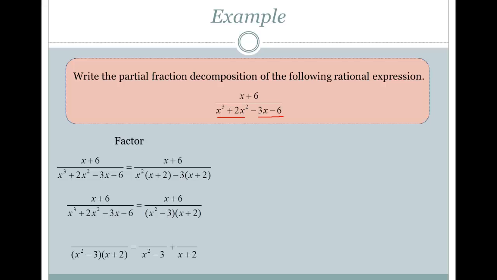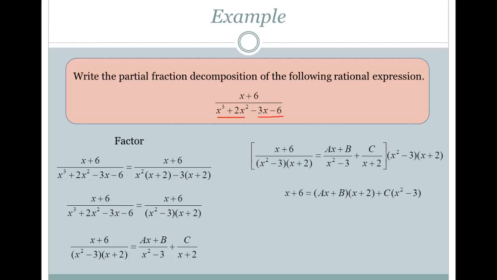All right, so now when we go to do the decomposition, on the quadratic factor, I have to have a linear factor in the numerator. So that's my ax plus b. My linear factor, I just have a constant. So this is the decomposition setup. Now what I want to do is multiply by x squared minus 3 times x plus 2 like we've been doing. The left-hand side becomes x plus 6. I have ax plus b times x plus 2 and c times x squared minus 3. I want to simplify and combine terms.